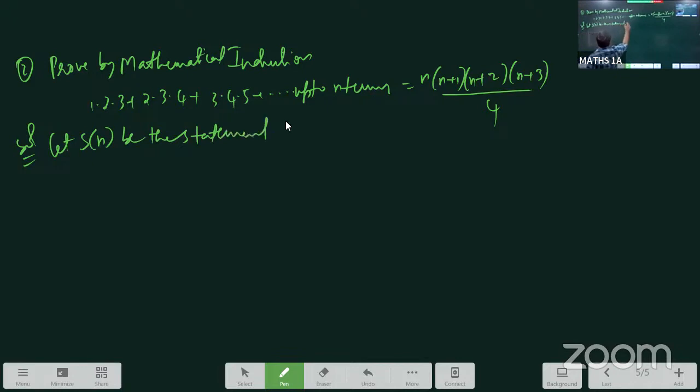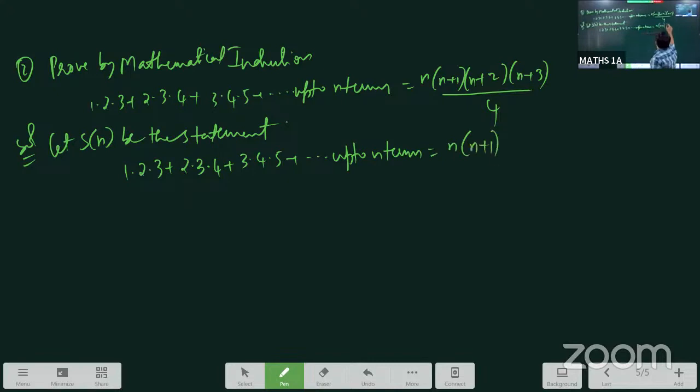Let S of n be the statement. What is that statement? 1 into 2 into 3 plus 2 into 3 into 4 plus 3 into 4 into 5 plus so on up to n terms. That is n into n plus 1, n plus 2, n plus 3 by 4.